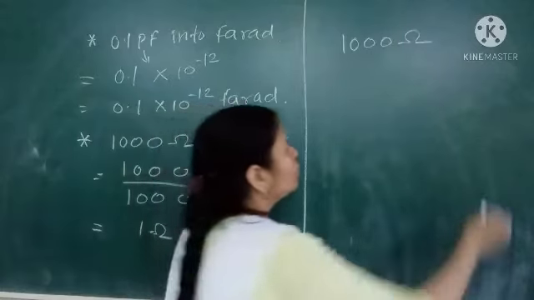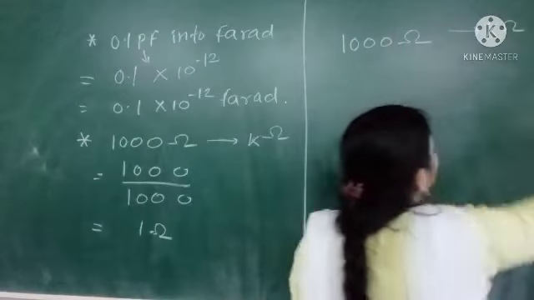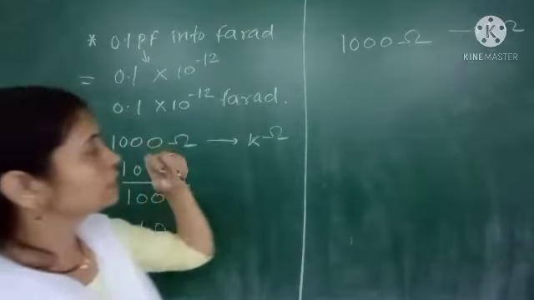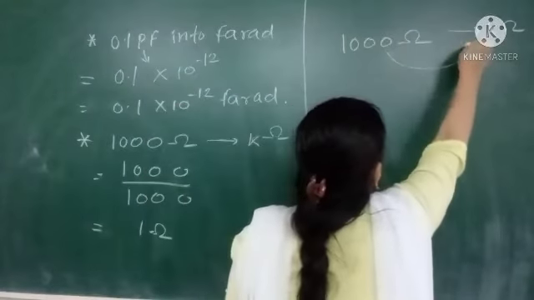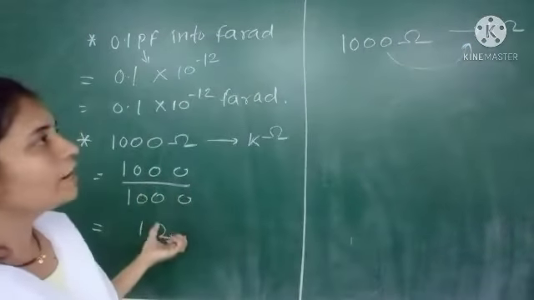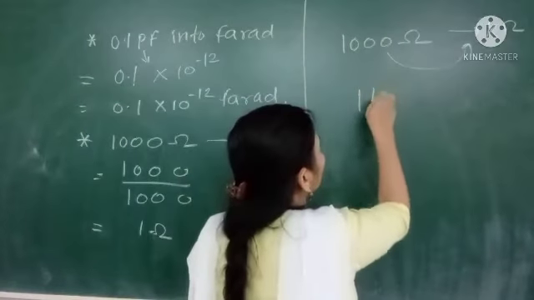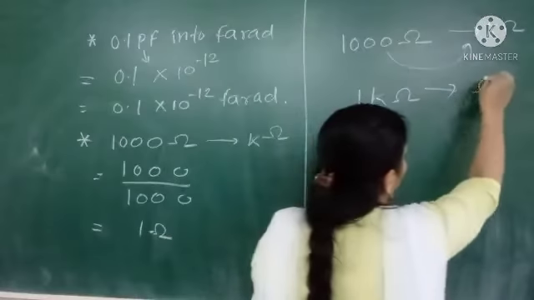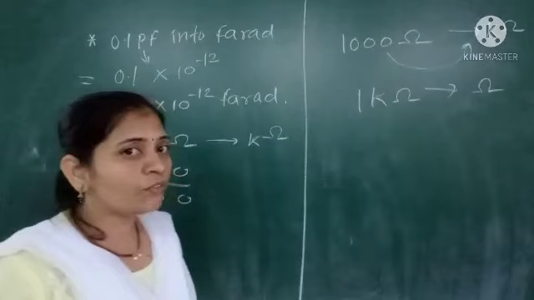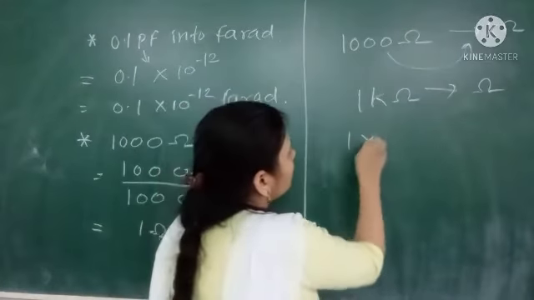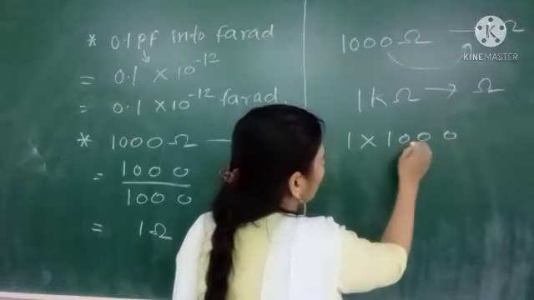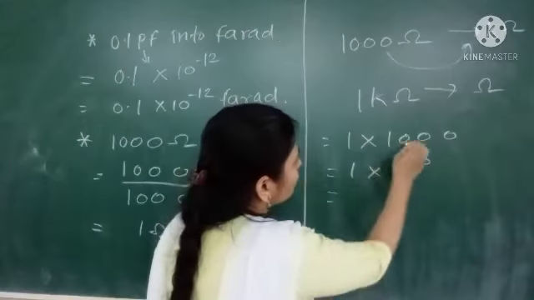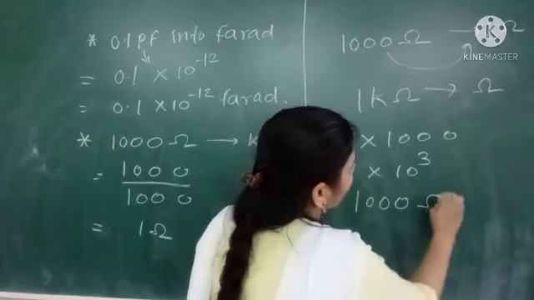Now suppose the number given is 1 kilo ohm and we have to convert this number into ohms, meaning larger to smaller. Then what we have to do? We have to multiply the number. 1 into 1000, that is 1 into 10 raised to 3. So we got 1 into 1000, that is 1000, and it is in ohms.